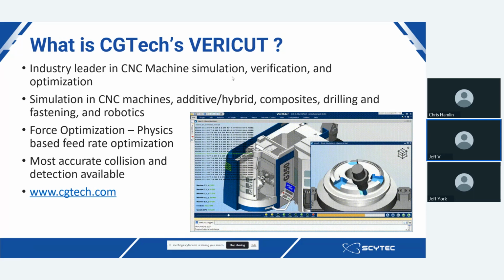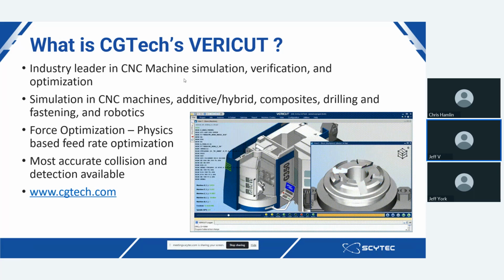We do all kinds of simulation, from CNC machines to hybrid and additive type machines where you're adding material and then even machining that material away in some cases. We do various composites layups for fuselage in the aerospace industry, as well as some drilling and fastening also in that industry, and as well as robotics. We've also got a very powerful physics-based optimization program called Force that's out there as well. These are some of the industry leaders when it comes along with VERICUT as far as that force optimization.